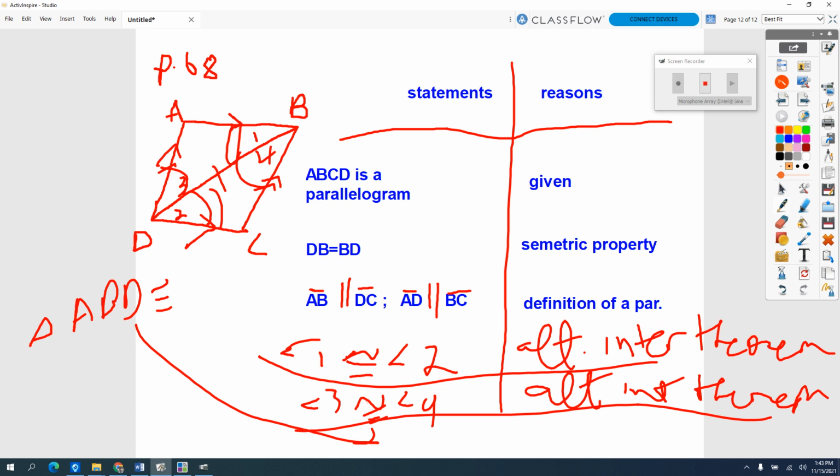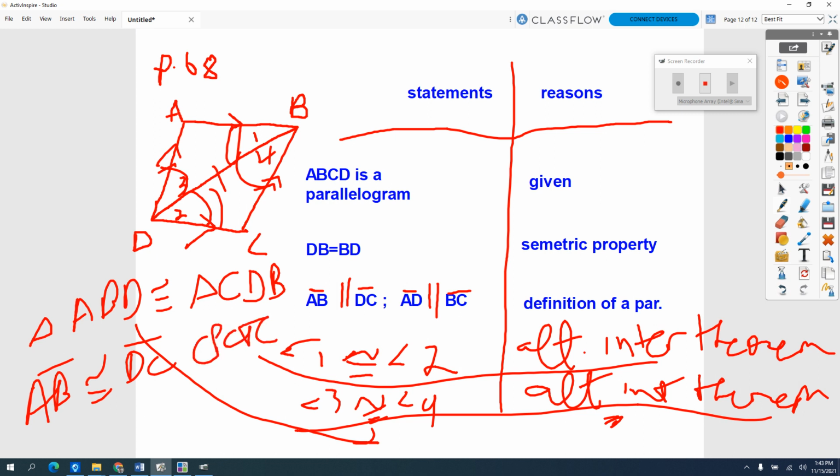Triangle ABD is congruent to triangle, and we have to be really careful, because angle A is congruent to angle C, angle B is congruent to angle D, and angle D is congruent to angle B. So I'd call it CDB and triangle ABD. The reason, remember, is the angle side angle postulate. That would go down there. Then once I say that those are congruent, I can say that line AB and DC are congruent. Why? CPCTC.